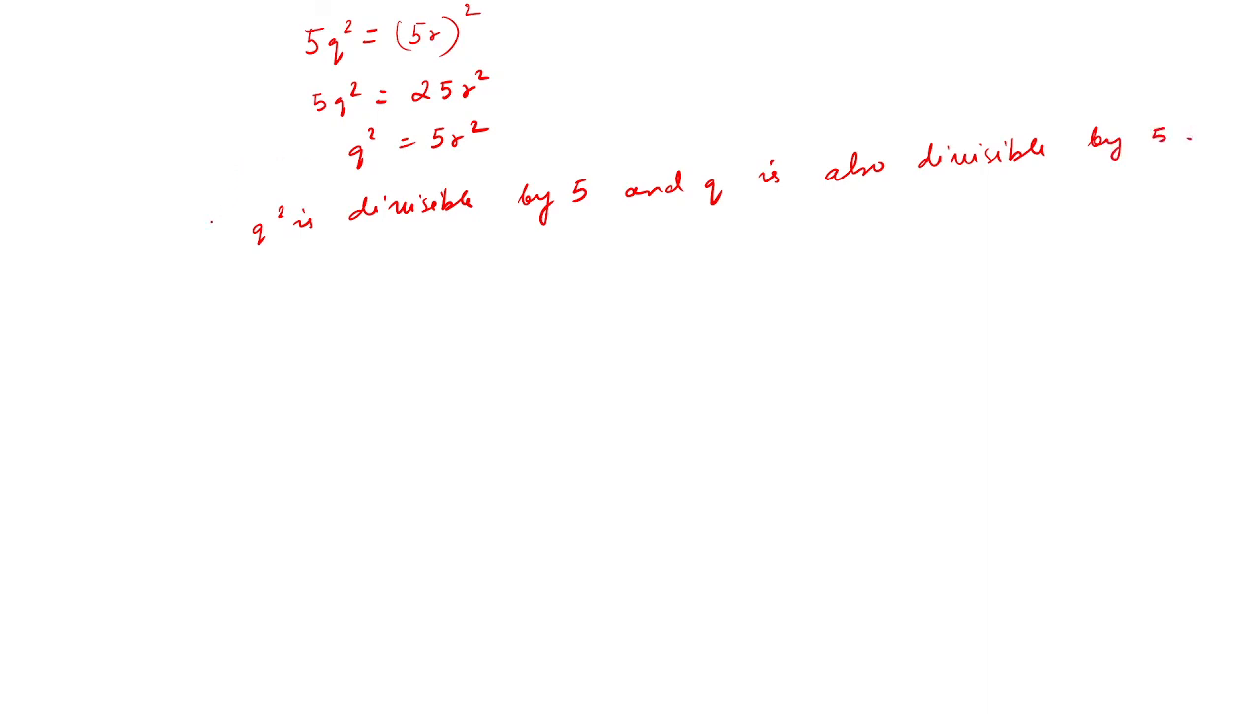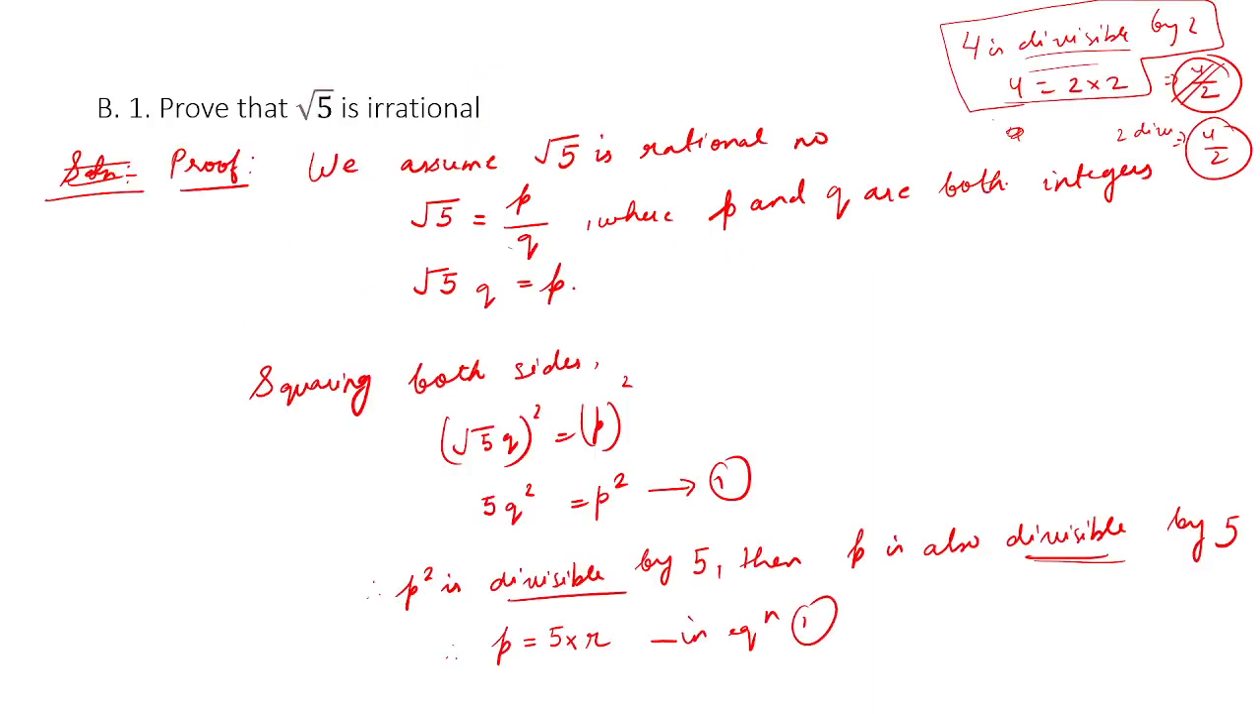However, both q and p are divisible by 5. But we forgot to write here that we assume p and q are rational numbers, and you have to write that p and q are co-primes. You have to assume that.